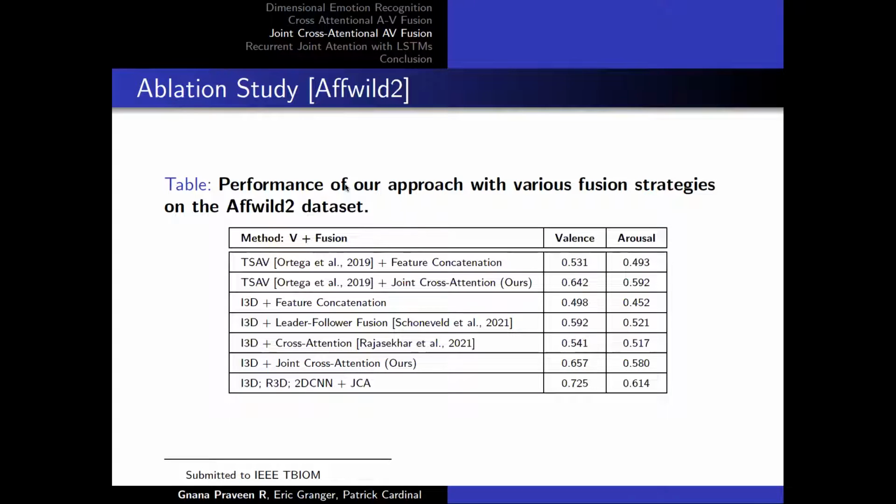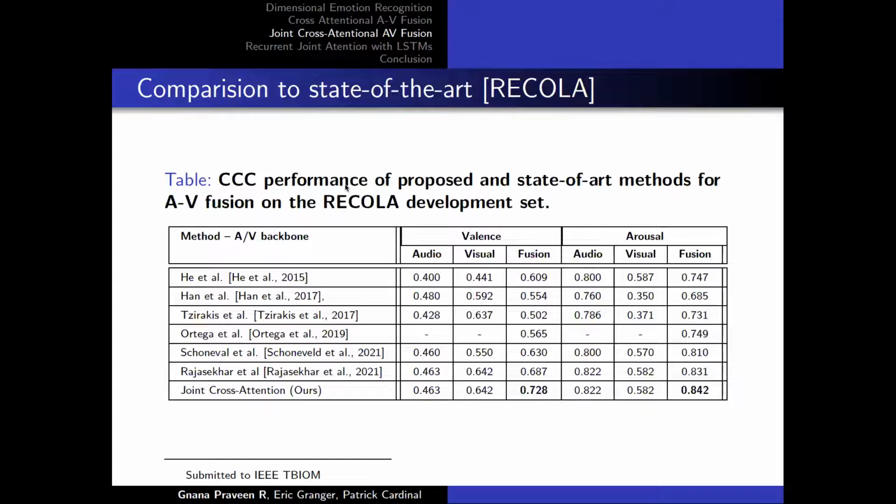And yeah, we did the same series of experiments with the AffWild2 dataset also, and we got the same improvement with this dataset. So as we can see here, this is the result with this model, and it's better than the existing ones. And this is with comparison to the state of the art on the RECOLA dataset. And as we see, we are able to achieve quite good improvement with this new model of joint cross-attention when compared to simply doing a cross-attentional model.